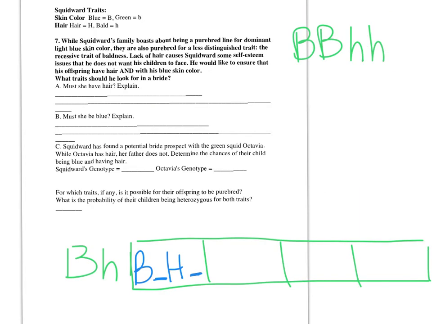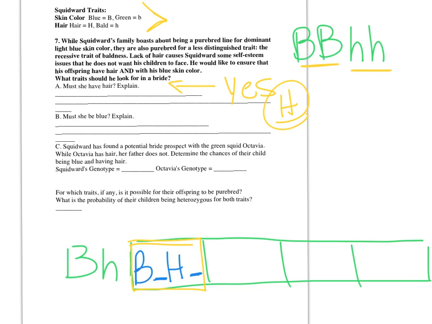Okay, so Squidward, this is his traits up here, and so Squidward is homozygous for his light blue skin color, but he's also homozygous because he has no hair. So the question is, he wants blue skin color and hair, so what should he look for in his mail order bride? Must she have hair? Well, this is what his kids have to look like. They have to at least have one big B, and they have to at least have one big H. And so, yes, mom has to have hair because she has to provide that H.